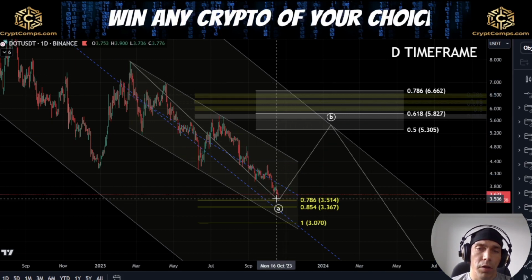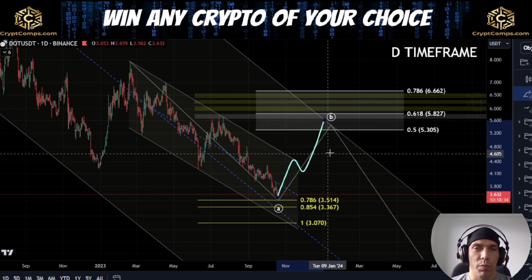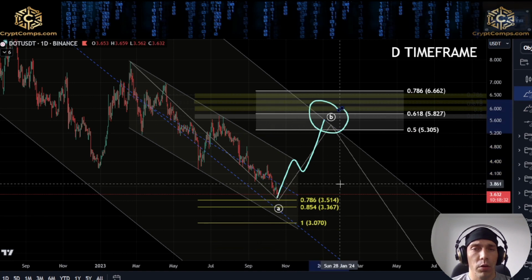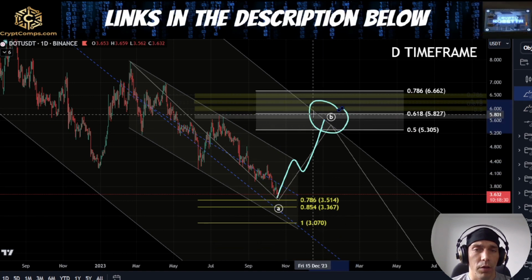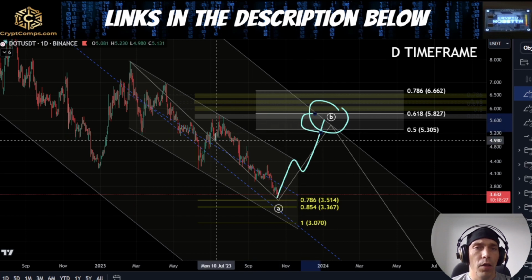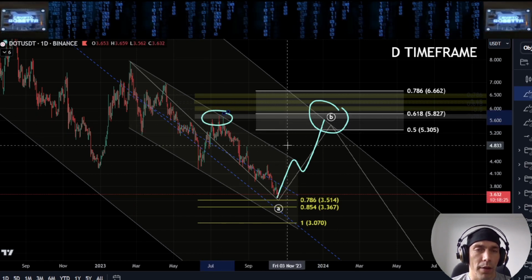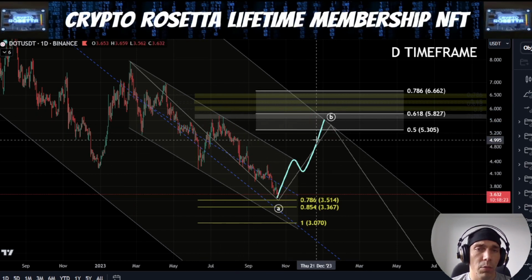Now, this would be an interesting area if we do see something like this play out, because we do have this bigger channel over here, which is aligning with this idea of coming back up into this zone. This would also align with coming and swing failing potentially these highs over here. So I'm going to be keeping an eye on this.